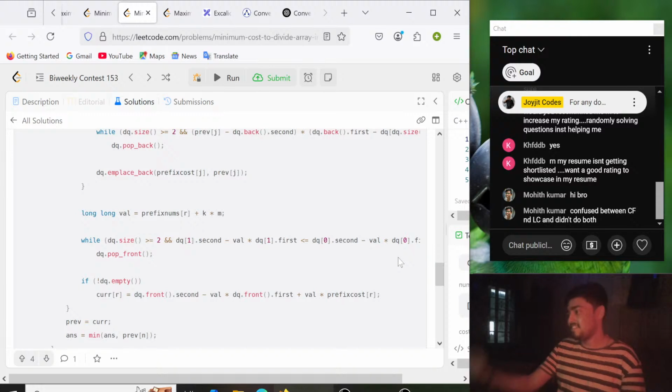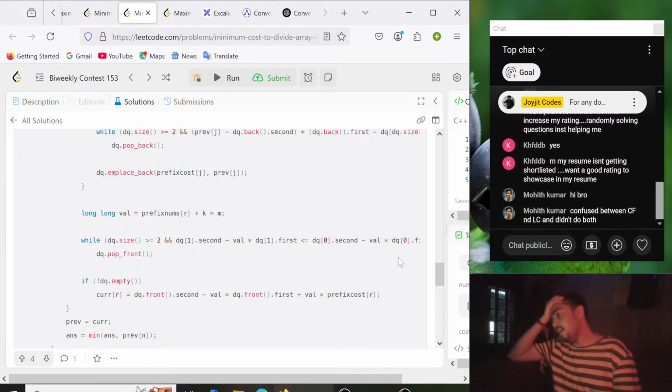Even I was confused. Today I did this Leetcode just for fun, because I didn't want to stay awake till late night. I need some rest, so I just did this.